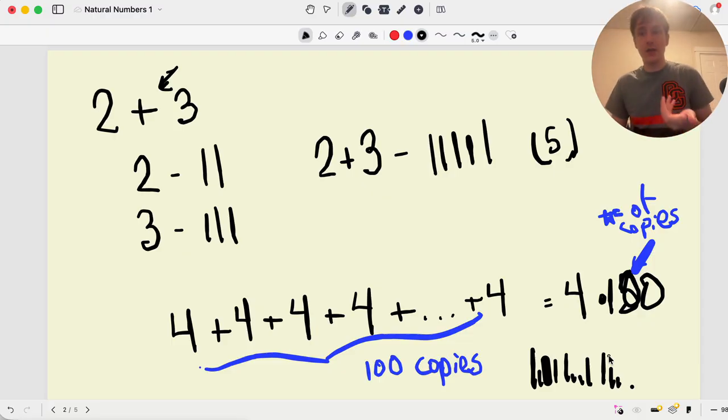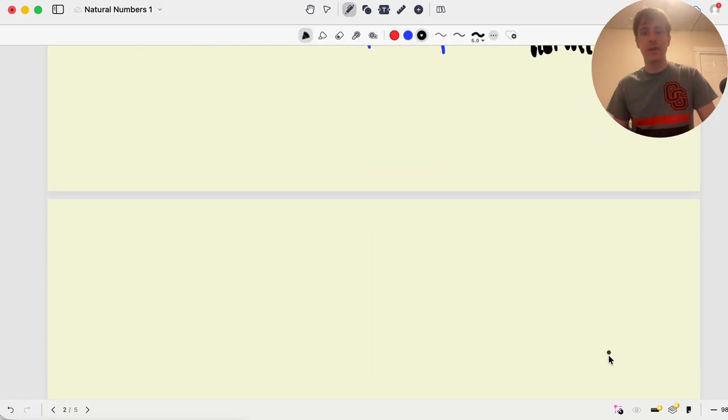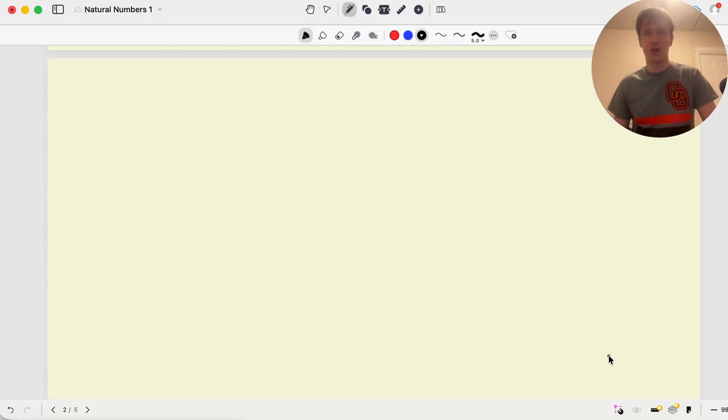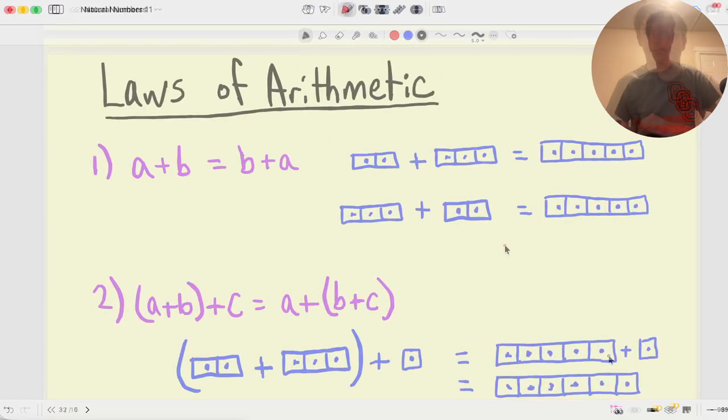Now, these properties of numbers can also be represented with dots, and they have very specific laws that they obey, and these are going to be the laws of arithmetic. So I'm going to write these down, and then we're going to discuss them.